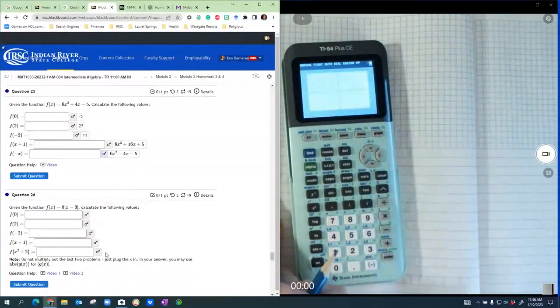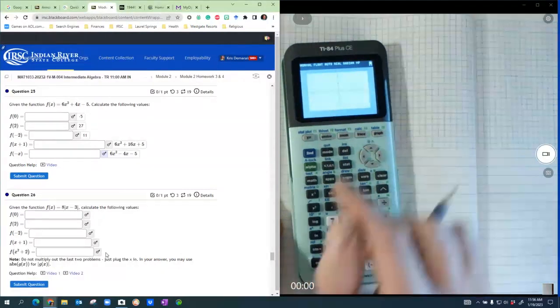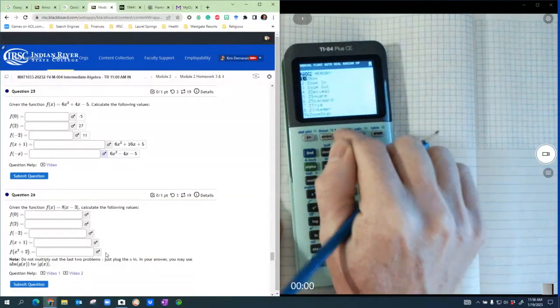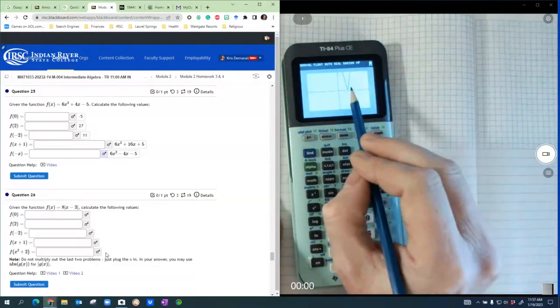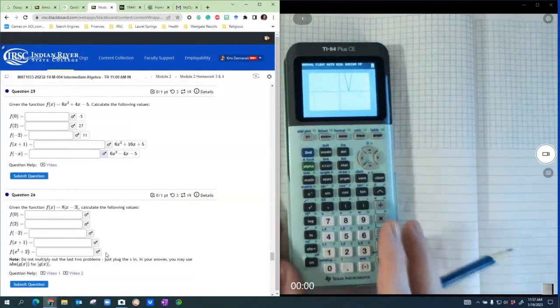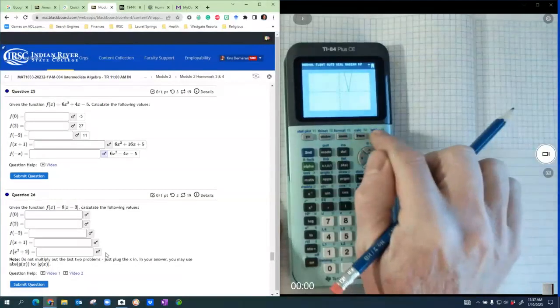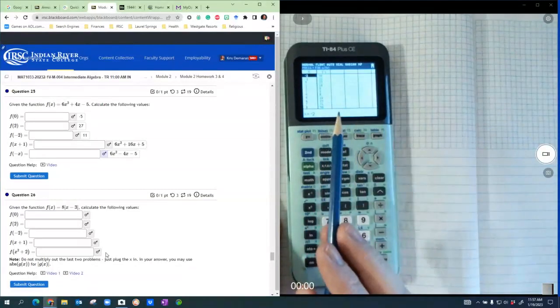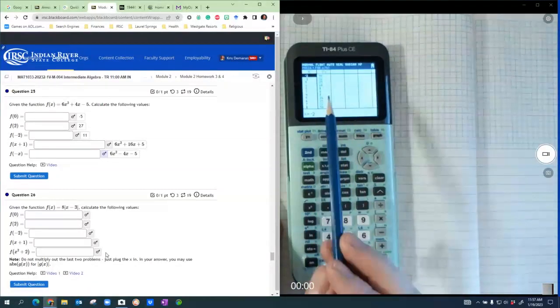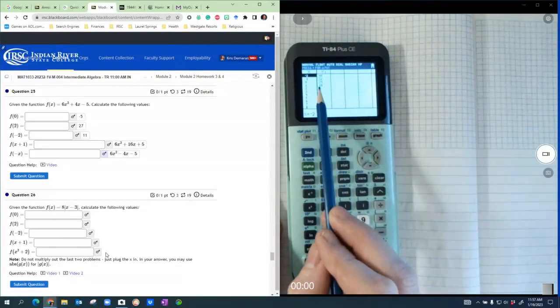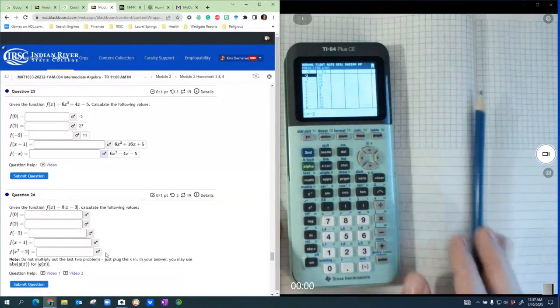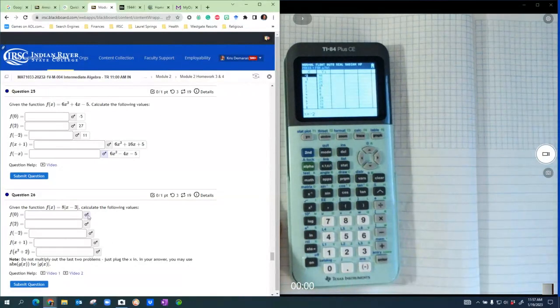You can get a graph of that. If I do zoom 6, which is zoom standard, there is the graph of our equation. Now, if I want to look at table values, second graph, there are our table values of input. So we can do 0. 0 gives 24. All right, there it is, 0, 24. So there's our answer for that one.